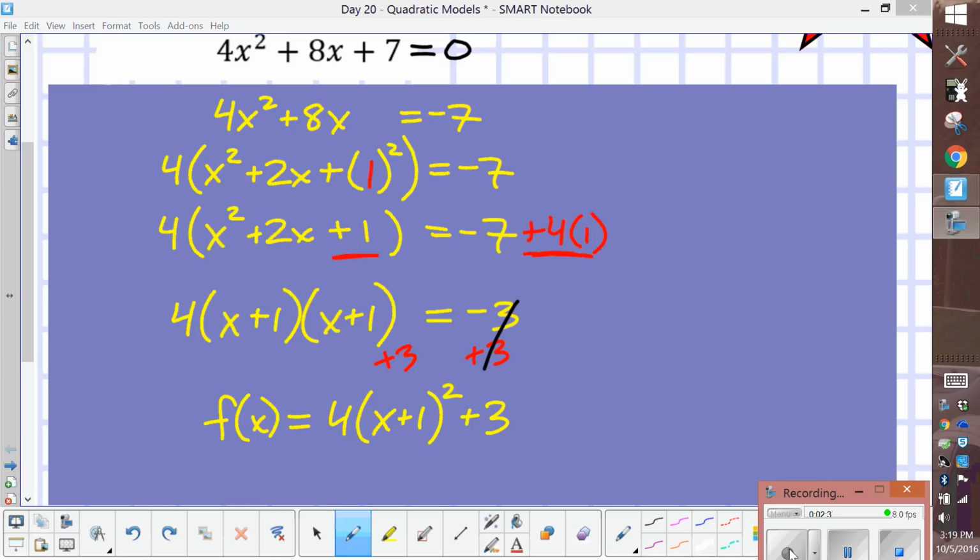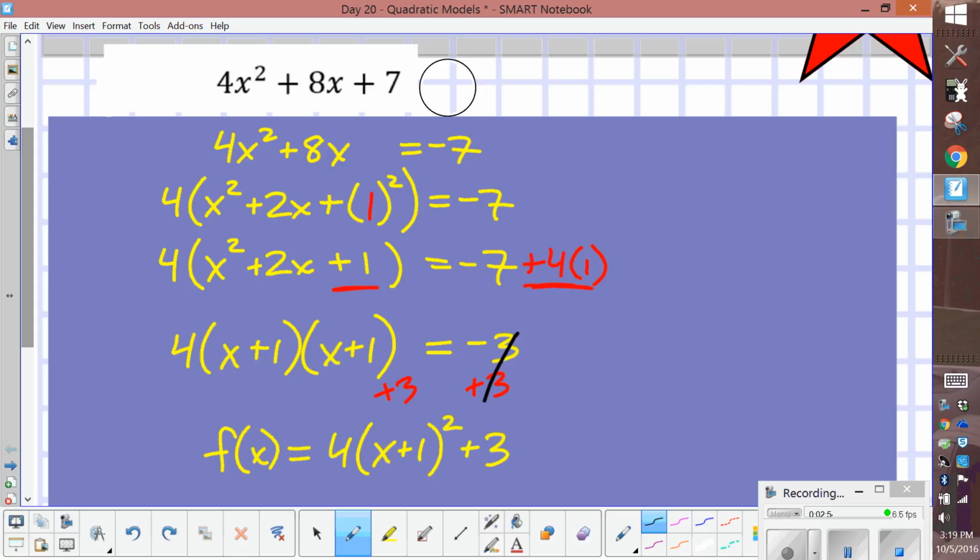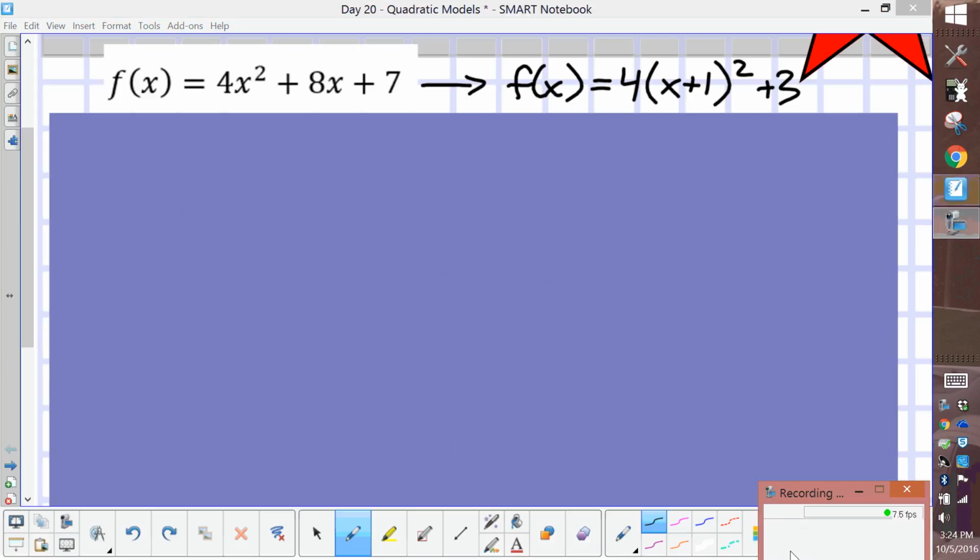And so I'm going to go ahead and write that up above, and then I can get rid of this work, and we'll reveal what's underneath the purple screen. So up here, I'm going to say this is equivalent to f of x equals 4 times x plus 1 quantity squared plus 3. And then we'll go ahead and get rid of all this work.